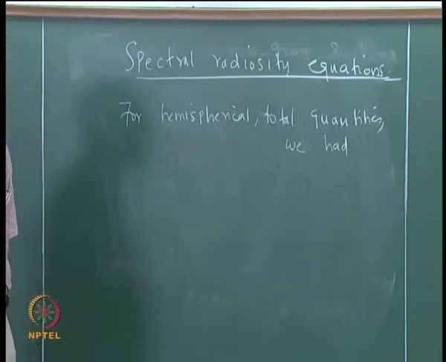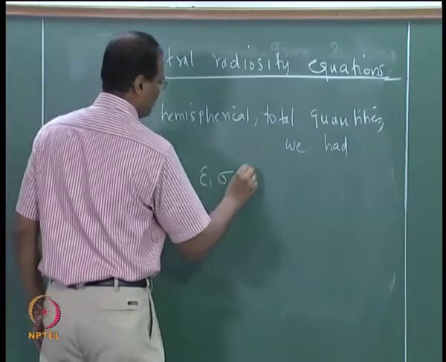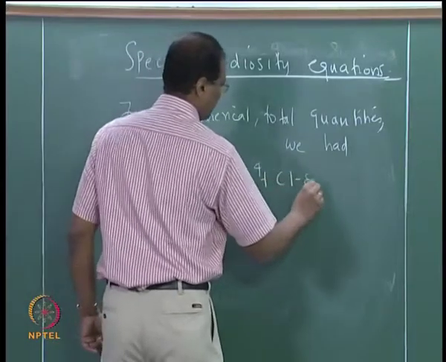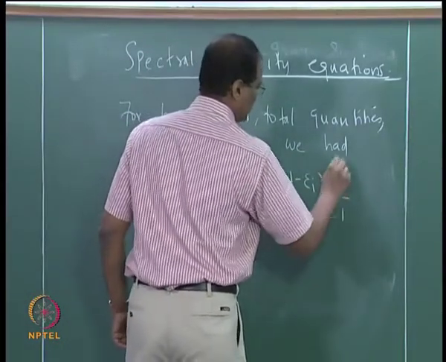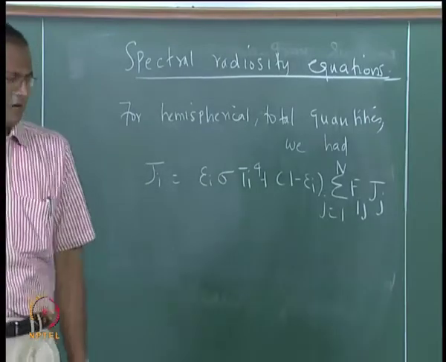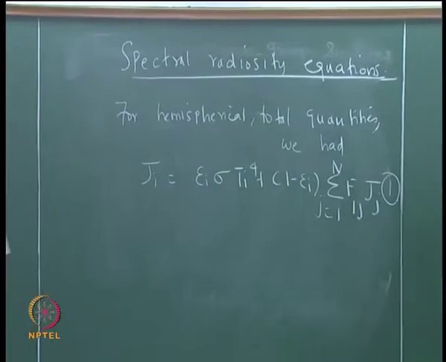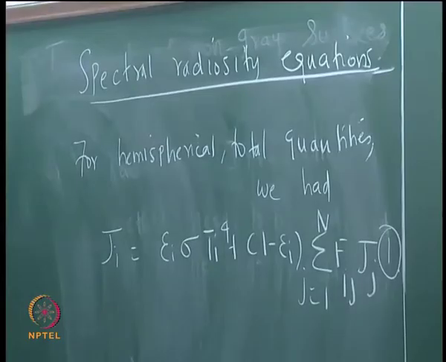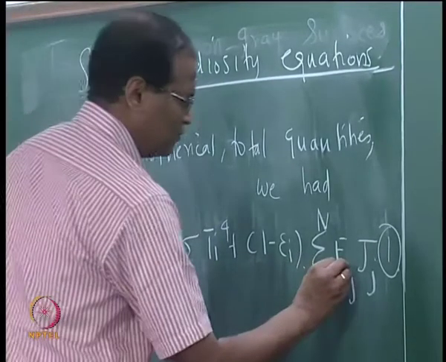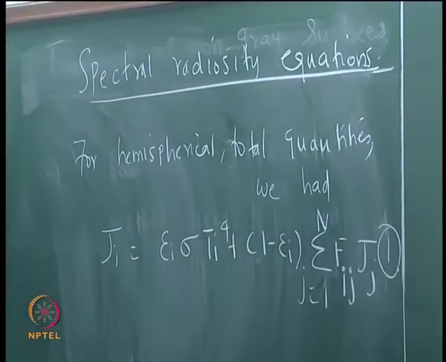For hemispherical total quantities, what was the original radiosity? We will first write what we are familiar with: Ji equal to epsilon i sigma T to the power of 4 plus 1 minus epsilon i, times the sum of view factor and J j. We know this.